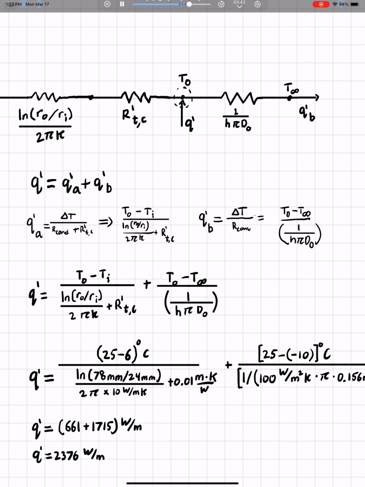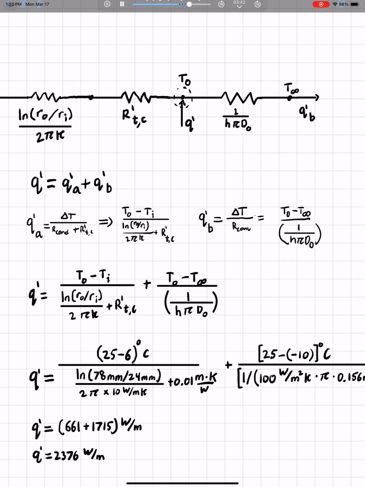So instead we end up with QB as shown here of just T outside minus T infinity over 1 over h pi D outer. So this gives us that the heat that the heater is inputting, Q, is equal to T outside minus T inside over ln of the outer radius over the inner radius over 2 pi k plus the contact resistance that's given, plus T outside minus T infinity over 1 over the h given again, pi, and the outer diameter.